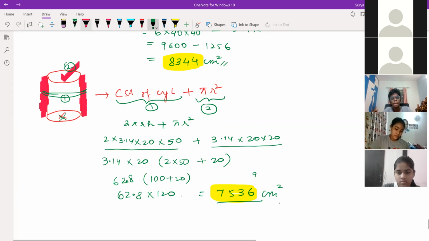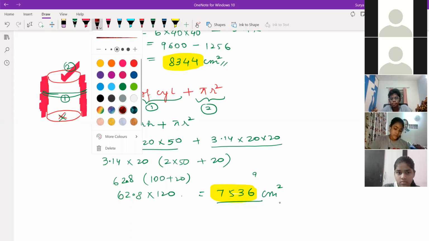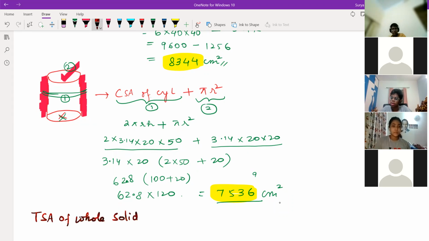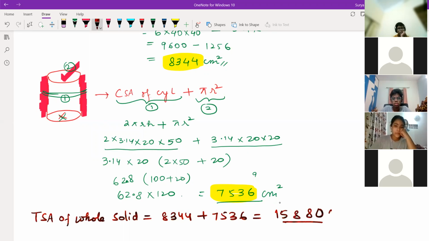So total surface area of the whole solid is equal to 8344 plus 7536, which is 15880 centimeter square. Very nice, children.